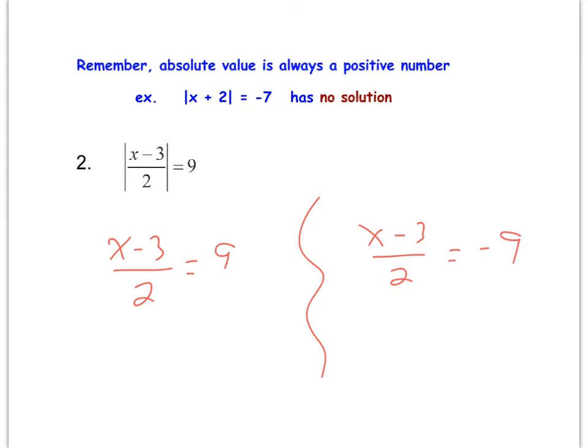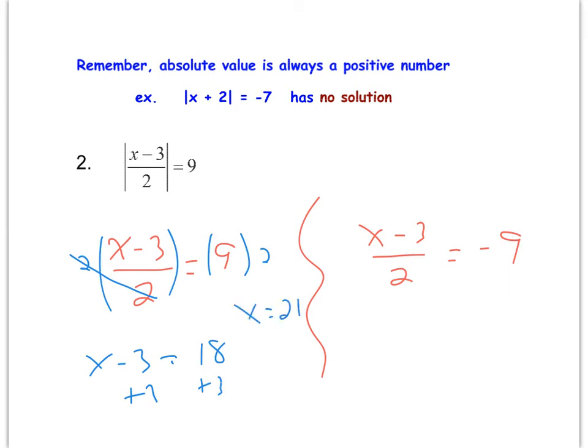So I'm going to multiply both sides by 2. So on the left side, multiply by 2. That's going to get rid of my fraction. So I have x minus 3 is equal to 18. Add 3, add 3. X is going to equal 21. On the left side, or on the negative side, again, I'm going to multiply by 2.